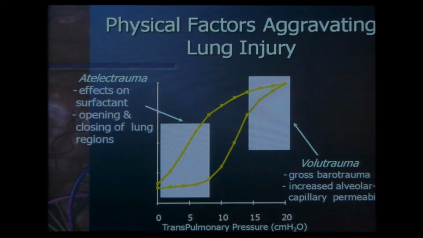And I've just summarized here the physical factors that can aggravate or lead to a lung injury. There's overdistension, volutrauma, gross barotrauma that can occur by overinflation of the lung. And at low volumes, there's something we've called atelectrauma, a number of mechanisms by which that can potentially lead to structural injury. And both types of injury can lead to release of mediators and biotrauma. So those are the gross physical mechanisms that might lead to ventilator-induced lung injury.